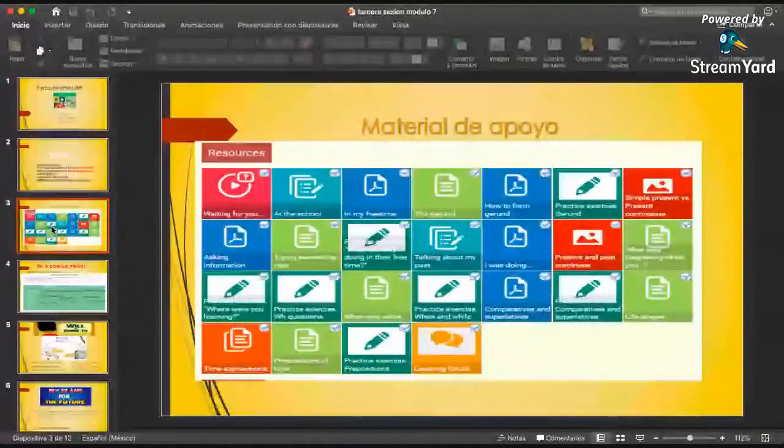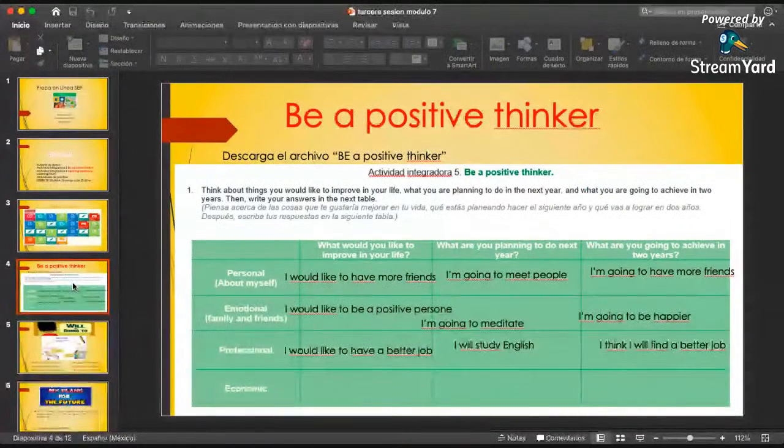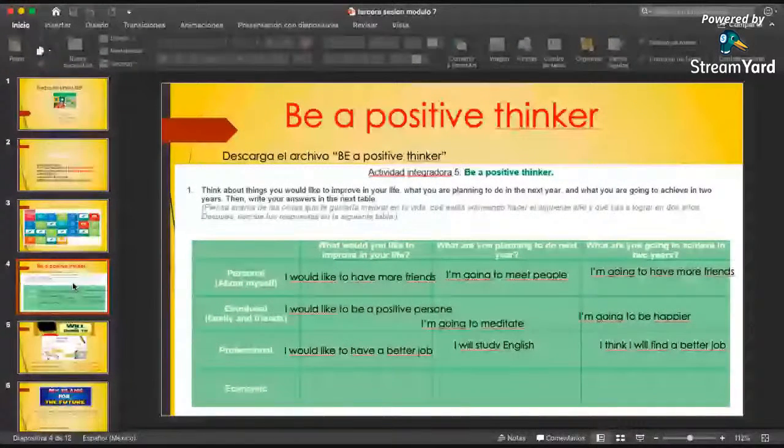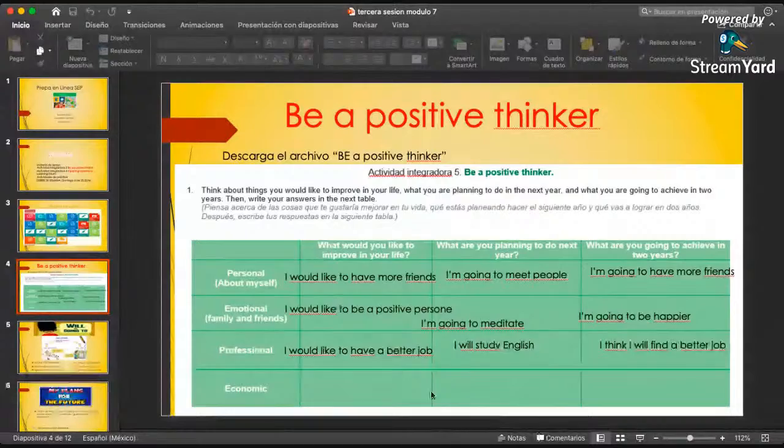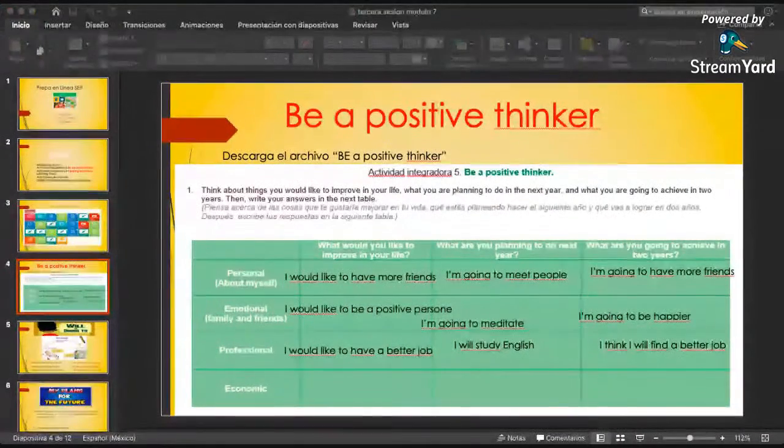Okay, so the first activity is called Be a Positive Thinker. And here first, you have to download the activity. And well, it says, think about things you would like to improve in your life, what you are going to do in the next year, and what you're going to achieve in 2 years. Then write your answers in the next table. So here you have a chart with different sections, and I wrote some examples for you, okay?